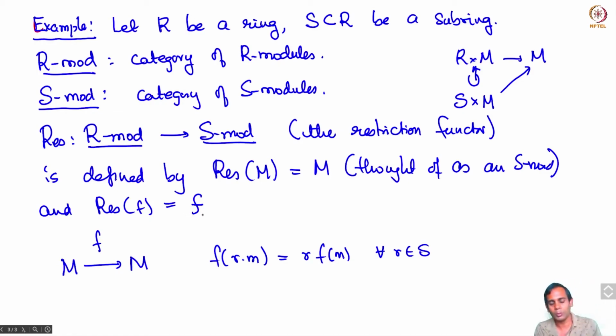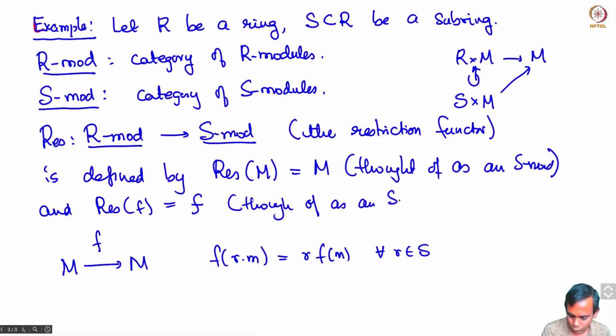So every R module homomorphism is an S module homomorphism, and so you can just define res of F is equal to F, but now this is thought of as an S module homomorphism. And this is the restriction functor from the category of R modules to the category of S modules.